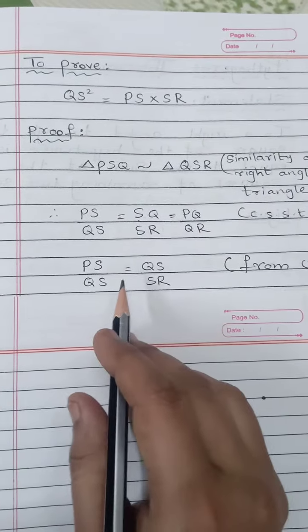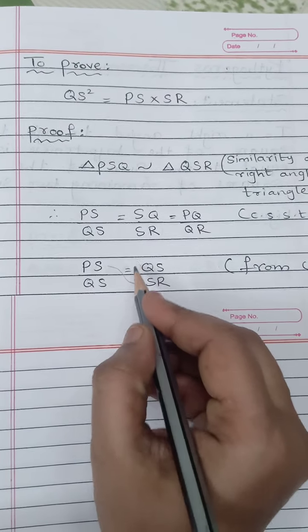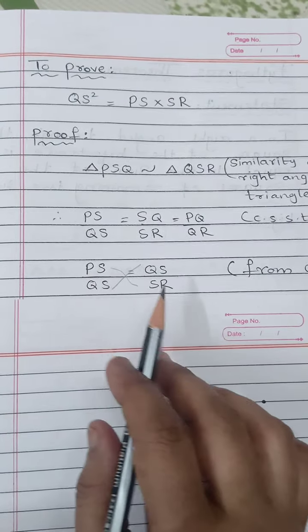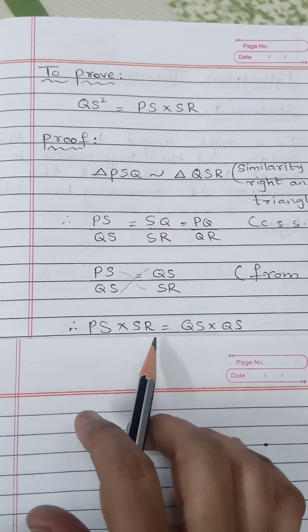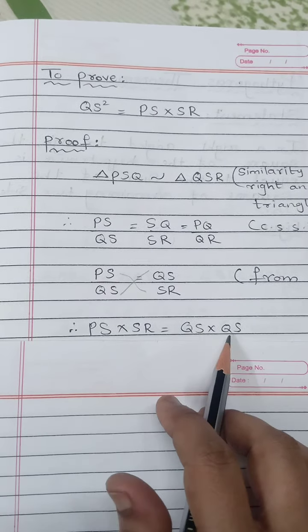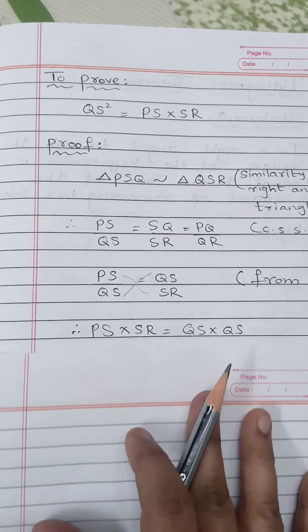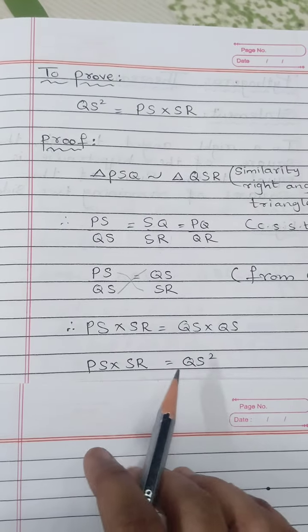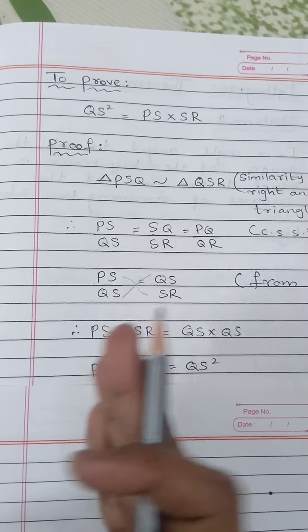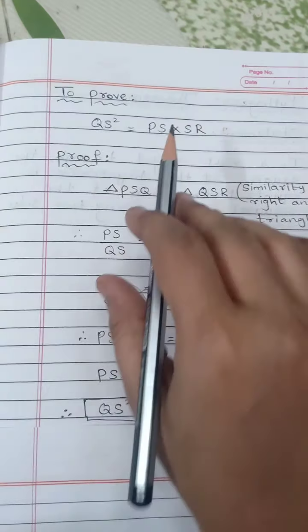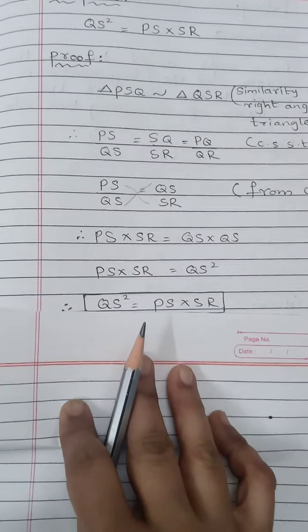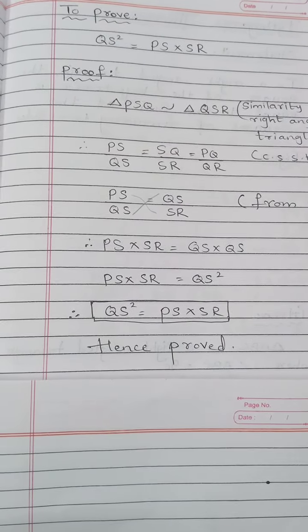Now after this, we always take cross multiplication. So PS will be multiplied by SR and QS will be multiplied by QS. So PS into SR is equal to QS into QS. Now QS into QS will be QS square, so PS into SR is equal to QS square. Now this QS square I will take on the left hand side, and PS into SR on the right hand side. So this is nothing but our required result. This only we wanted to prove, so it is very easy. At last we will write hence proved. In this way we have completed our second theorem.